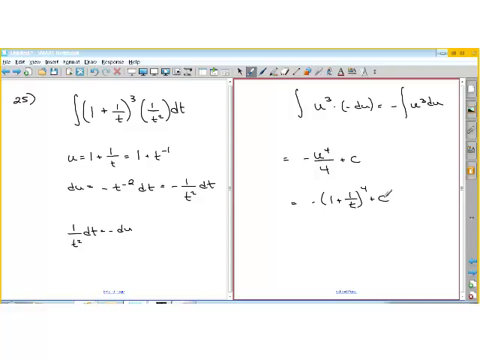So I get, oh, I forgot the fourth here, didn't I? So it's negative 1/4 times that. And that was number 25. So it's negative 1/4, 1 plus 1 over t to the 4th power plus c. Yeah, that's it.